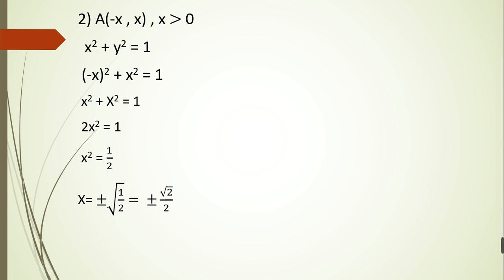Now, listen carefully. In this condition, I have x greater than 0. X greater than 0 means I will take the positive quantity only. So x here equals positive root 2 over 2. Now I found the value of x, I put it in the ordered pair. So negative x means negative root 2 over 2, and the second is root 2 over 2.